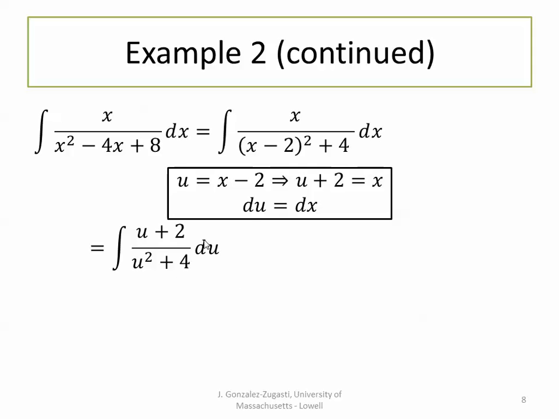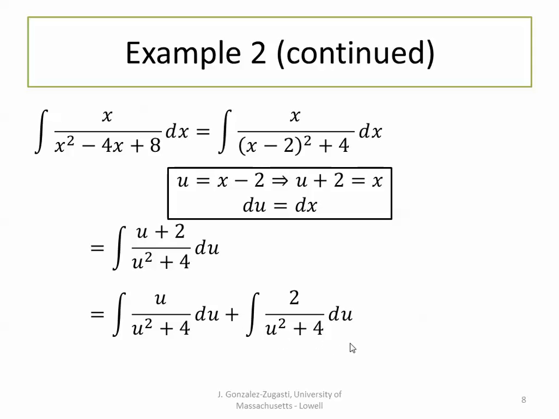Alright, so looking at that, how are we going to evaluate this integral? Well, I can't make another substitution because if I let v be equal to u squared plus 4, the derivative would be 2u du. Where's that plus 2? It's not showing up. Well, we can take care of this by breaking this up into two fractions and saying this integral is equal to the integral of u over u squared plus 4 plus the integral of 2 over u squared plus 4.